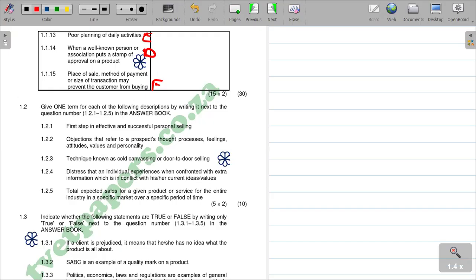Give one term for each of the following descriptions by writing it next to the question number. Right. So 1.21, first step in effective and successful personal selling. We call it prospecting. Prospecting is the first step in effective and successful personal selling.